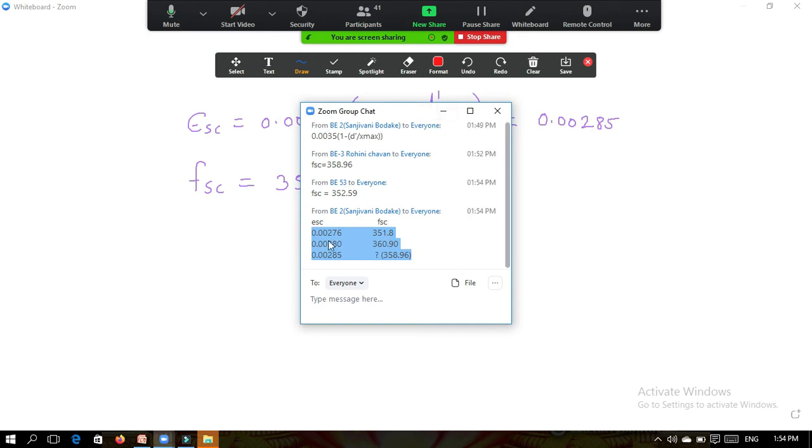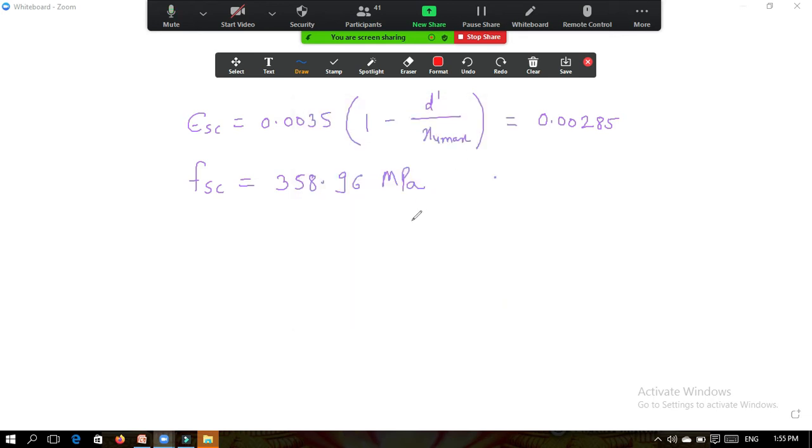See, for 0.00276, the FSC value is 351.8. For 0.00380, the FSC value is 360.90. So for 0.00285, what is the value? From this, you can calculate the value of FSC. Look at the table for Fe415.